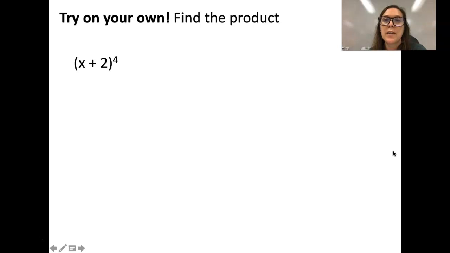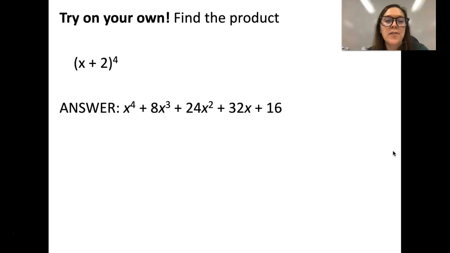Okay, see if you can try this one on your own. Much smaller numbers, so hopefully it's not as crazy. Did you get x to the fourth plus 8x to the third plus 24x squared plus 32x plus 16? If you did not get that answer, let's go ahead and go through this one together.